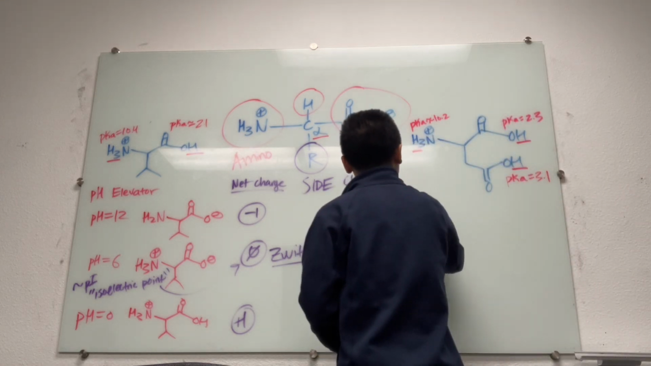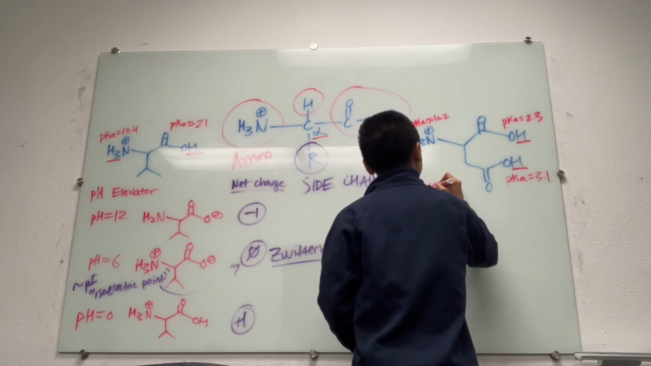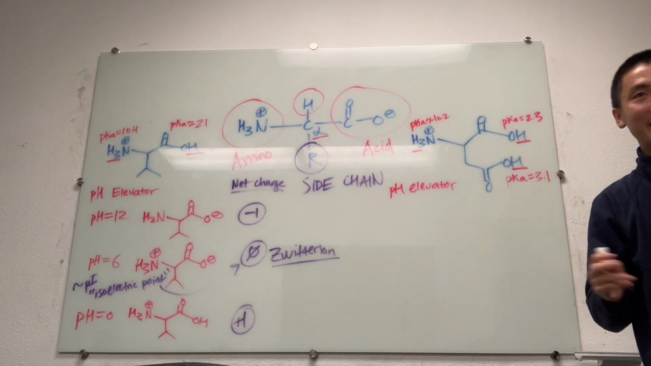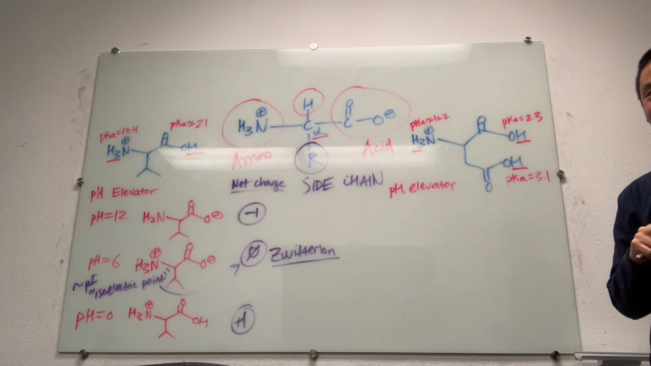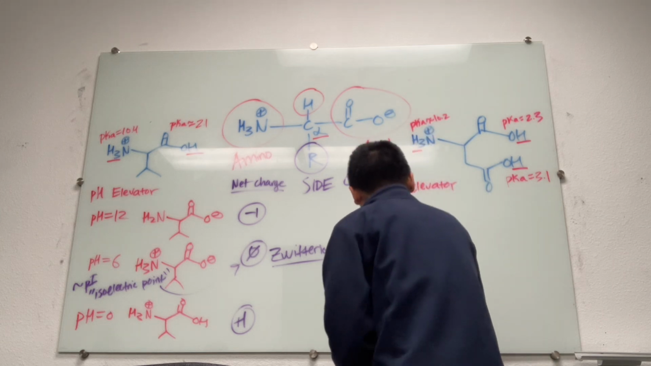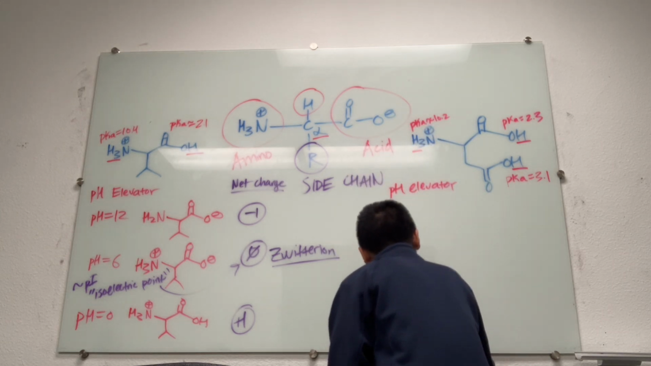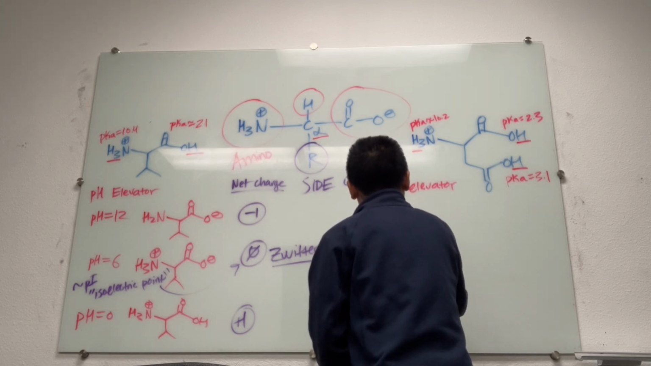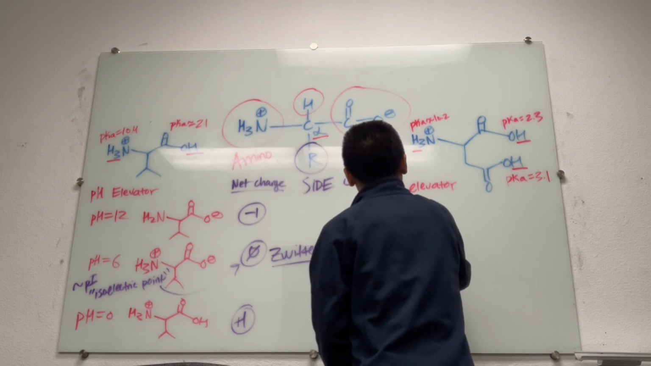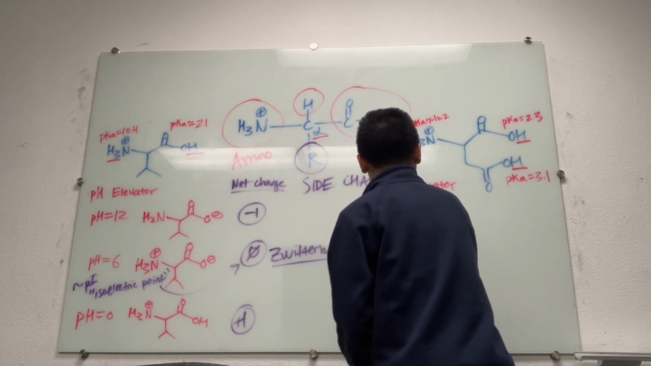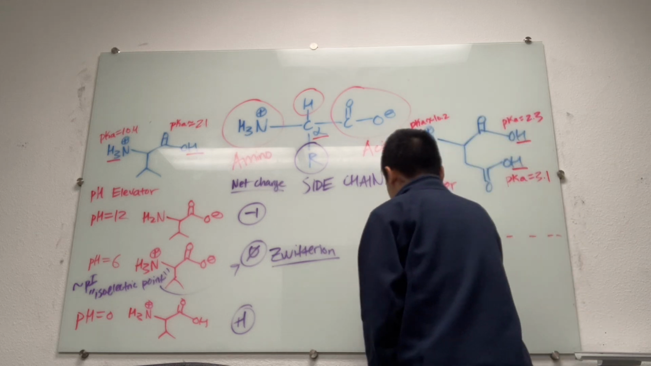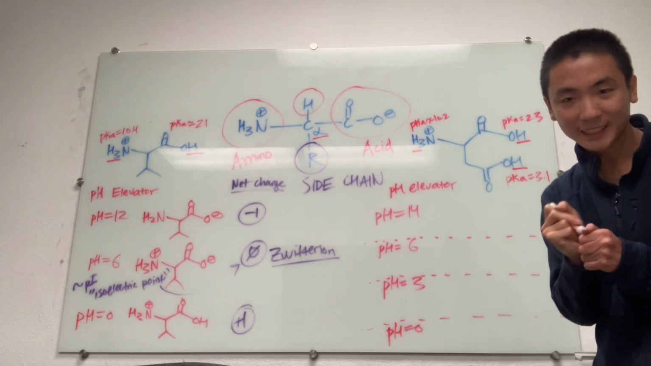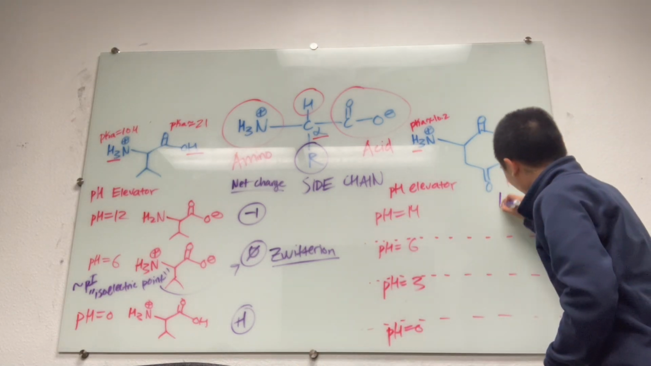Now, if we look at the pH elevator, oh, this is going to be interesting. I'm going to give you guys 1, 2, 3, 4 different pH values, and I want you guys to draw out the structure of what it would look like at a pH of 0, at a pH of 3, at a pH of 6, and a pH of 14. Right. The different floors of the elevator. And not only that, I want you guys to also determine the net charge.